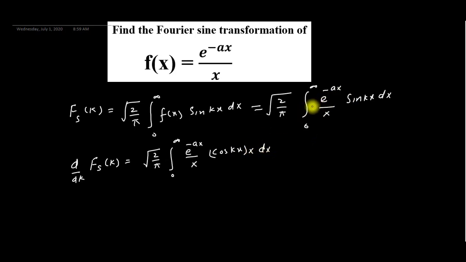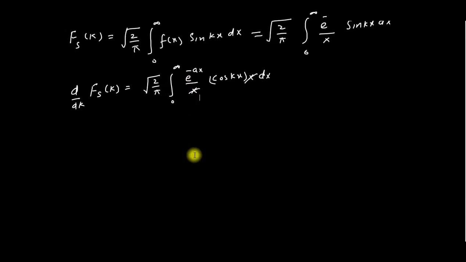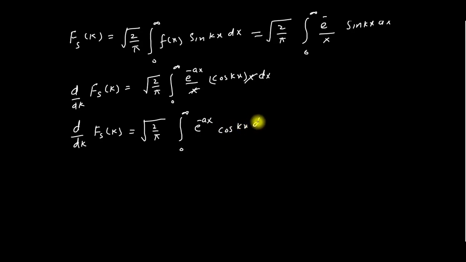When I differentiate this term, we will get cos kx instead of sin kx, and we will get one x extra. So this x and this x will cancel. So we will get d/dk of F_s(k) equal to under root 2 divided by pi, integration from 0 to infinity, e raised to power minus ax cos kx dx. This is equation number 1.